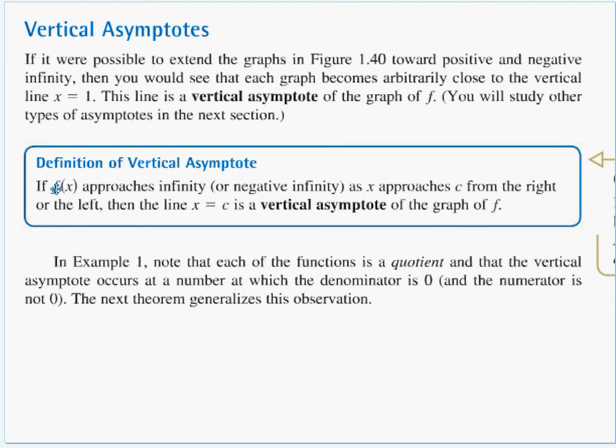So here in our box, the definition of a vertical asymptote: if our function f of x approaches infinity or negative infinity as x gets closer to this number c from the left or the right, then this line at x equals c is a vertical asymptote of the graph. In example 1, note that each of the functions is a quotient. It's in the form of a fraction. And that the vertical asymptote occurs where the denominator is zeroed out and the numerator is non-zero. And this next theorem generalizes that observation.